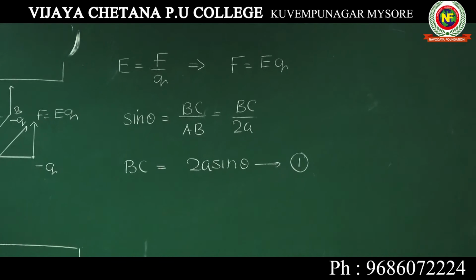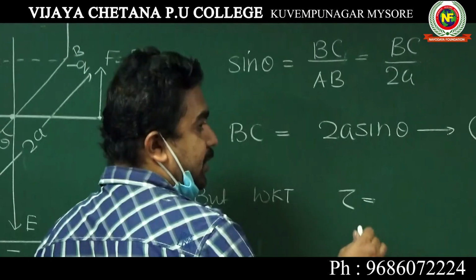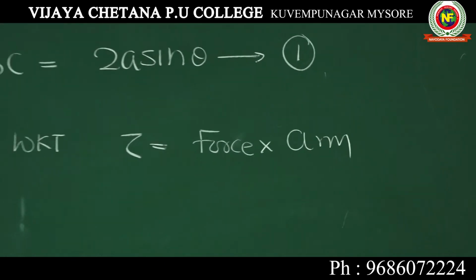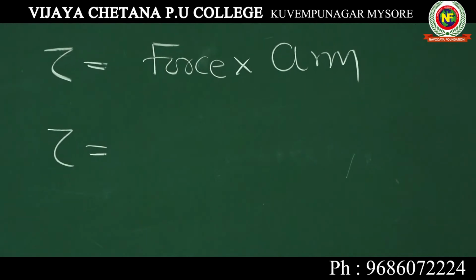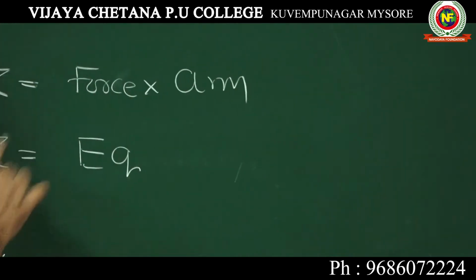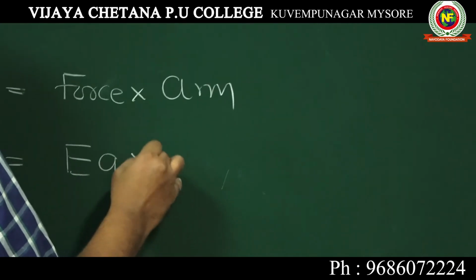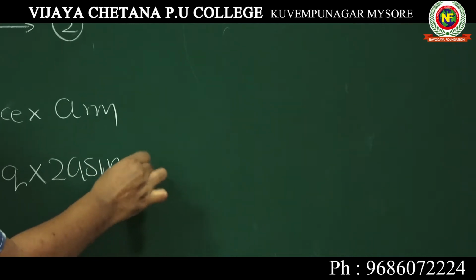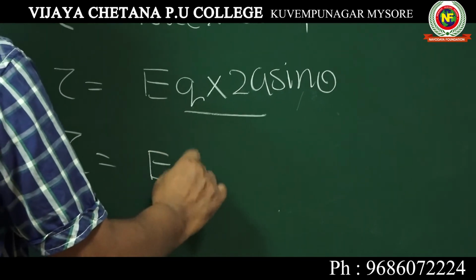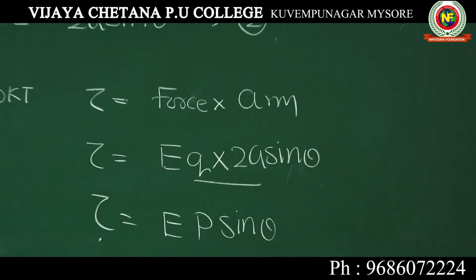Now my intention is to find out the torque. What is torque given by? We know that torque is given by, first year PUC, force into arm length in magnitude. So torque is equal to, what is force? Force is EQ. We have calculated here. In place of force I am writing EQ. I will call this as 1 and let this be 2. EQ. Arm length is nothing but 2A sin theta. Therefore, torque is equal to 2AQ, the product can be written as what? Dipole moment. So, EP sin theta. So this is the magnitude of torque the dipole is experiencing.